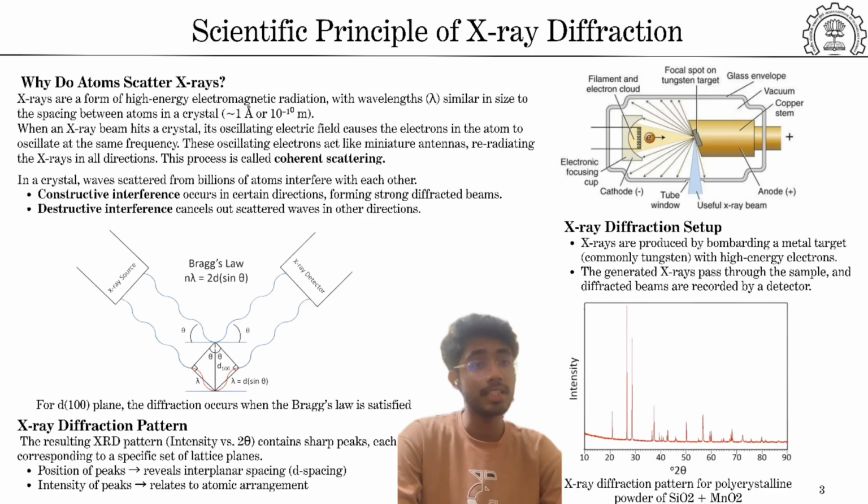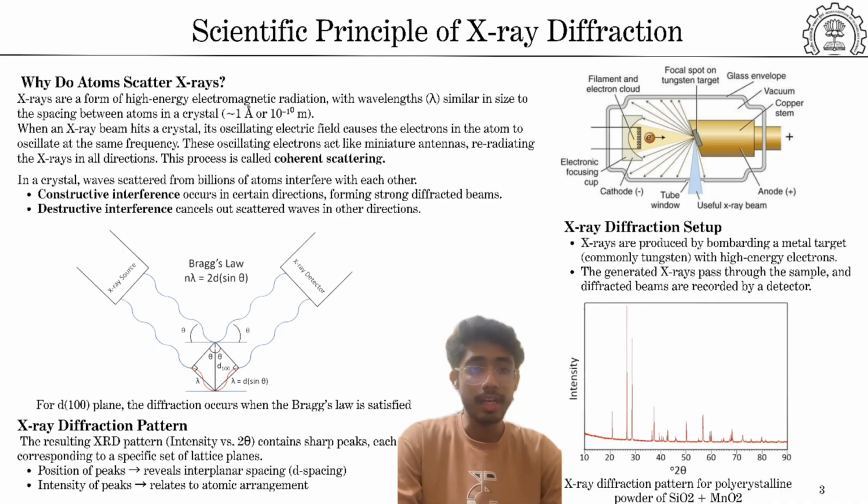X-rays are a form of high-energy electromagnetic radiation with wavelengths comparable to the spacing between atoms. When an X-ray beam strikes a crystal, its oscillating electric field makes the electrons inside the atom oscillate at the same frequency. These oscillating electrons act like tiny antennas, and a process known as coherent scattering takes place. In a crystal, waves scattered from billions of atoms overlap with each other. In some directions, they line up perfectly, giving constructive interference. That is, n lambda equals 2d sine theta by Bragg's law. But sometimes they add up to destructive interference, canceling each other out.